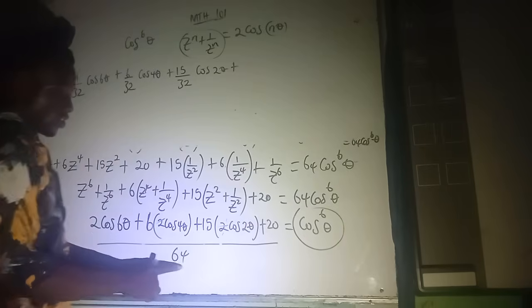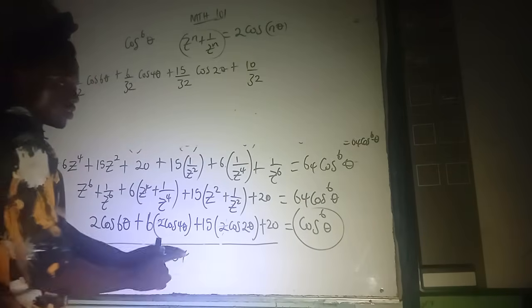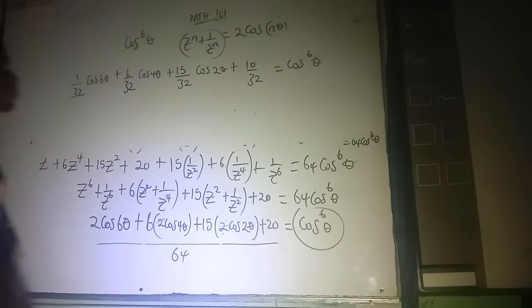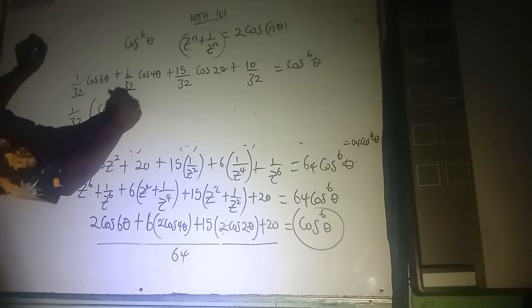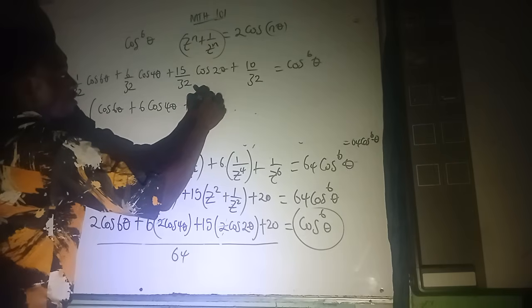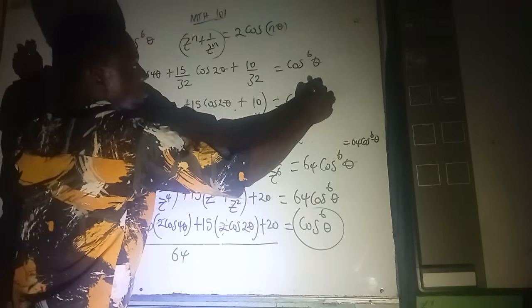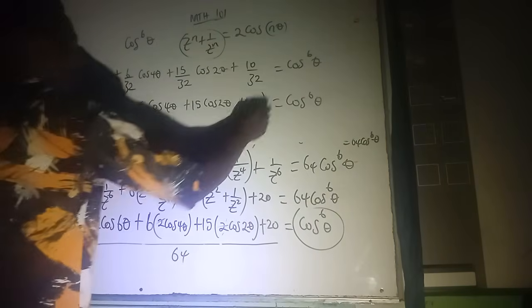Plus 20 over 64. That will give us 10 over 32. 2 in 20, 10. 2 in 64, 32, equals to what? Cos to the 6th power of theta. So what is common to everything? 1 over 32, right? So here we remain with cos 6 theta plus what? 6 cos 4 theta plus what? 15 cos 2 theta plus what? 10 equals cos to the 6 of theta. We are done. This is what they ask us to do. So we've broken down. This is the final answer.